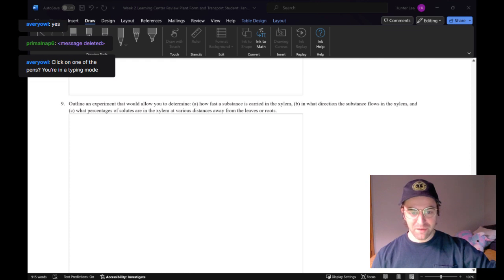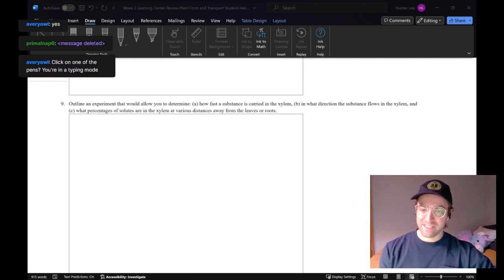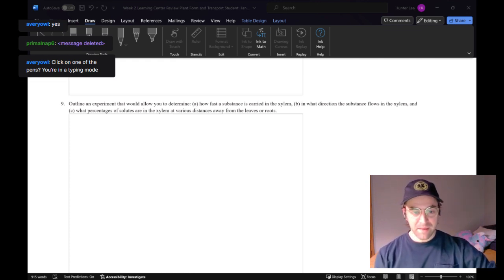Outline an experiment that would allow you to determine A, how fast a substance is carried in the xylem, B, in what direction the substance flows in the xylem, and C, what percentage of solutes are in the xylem at various distances away from leaves or roots. There are lots of ways to go about this experiment. We're going to talk about one in particular here.